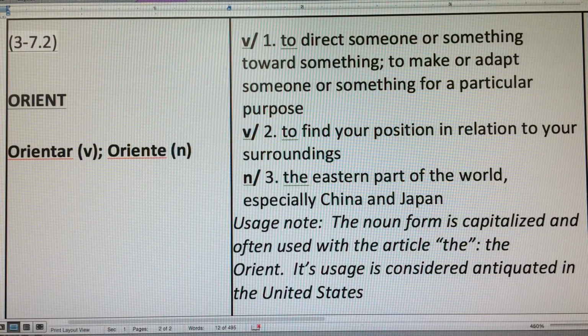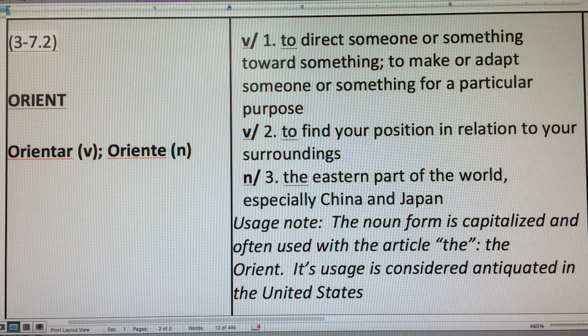Hello, this is Maestro X, and I'm going to go over the academic word level 2, orient, for week 7, quarter 3. Orient has 3 syllables: or, e, ent.